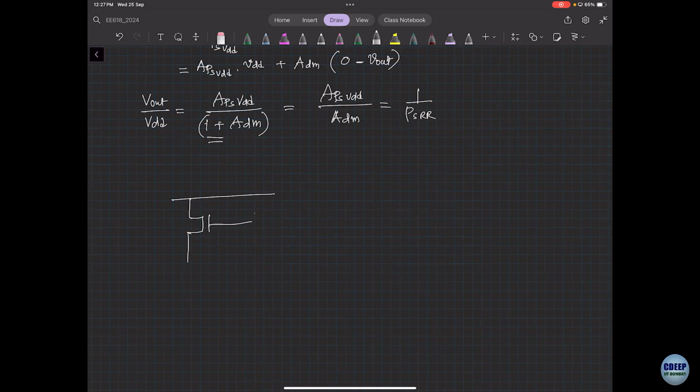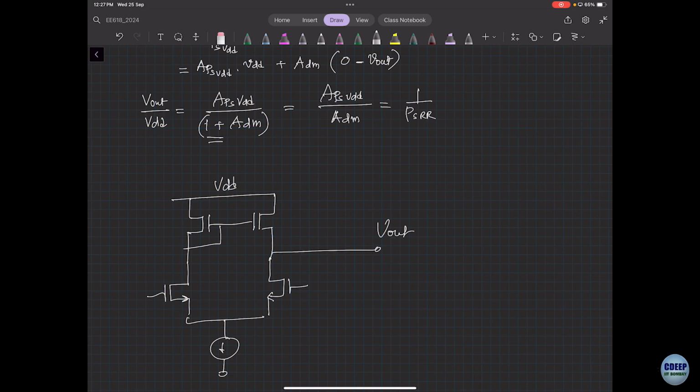Okay, so the simplest one I'm going to tell you is this one. So let's say this is my VDD, and let's say my Vout, and this is M3, M4, correct? And this is M1 and M2. So how do we analyze this thing? So think about it this way, I would ground both the inputs of the diff pair, and I'm only going to apply signal at VDD, all right? So I'm applying signal here. Let's use a different color so that it's clear.